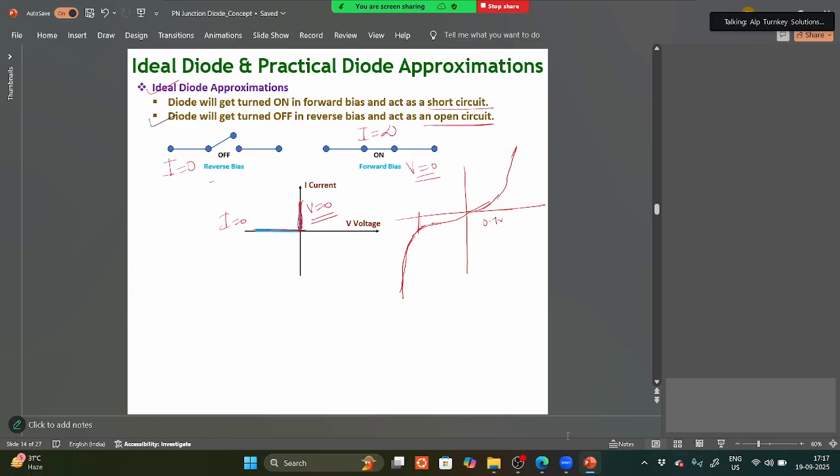Do you understand forward bias and reverse bias? Shall I move forward? Ideal characteristics, give response. Yes, sir. Okay, next you see.